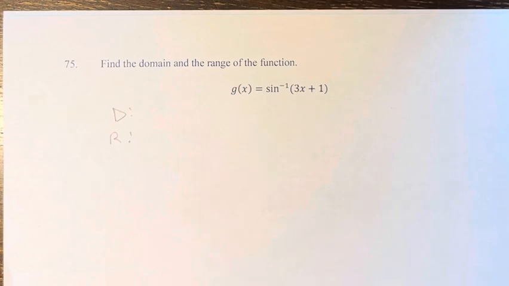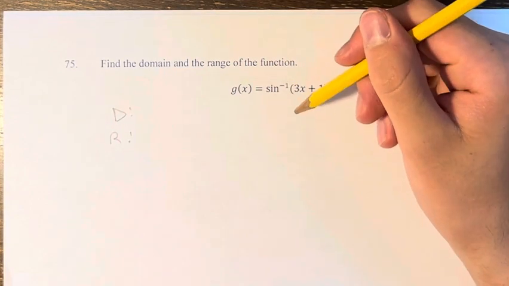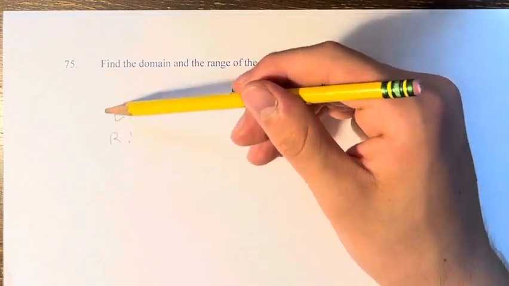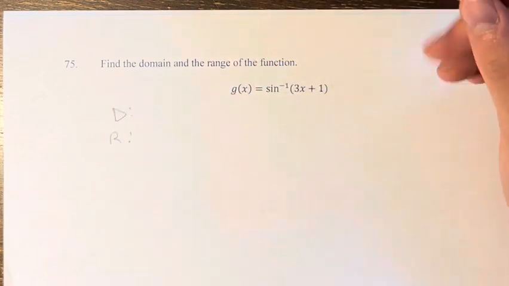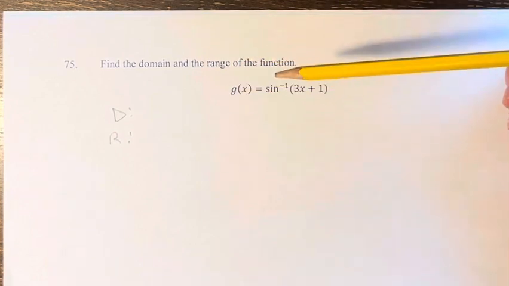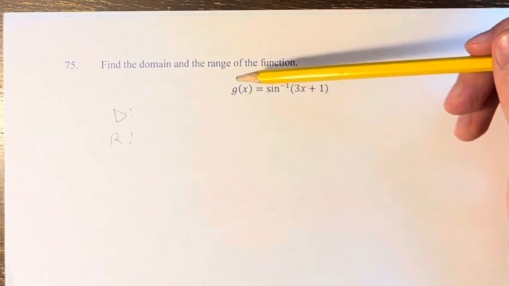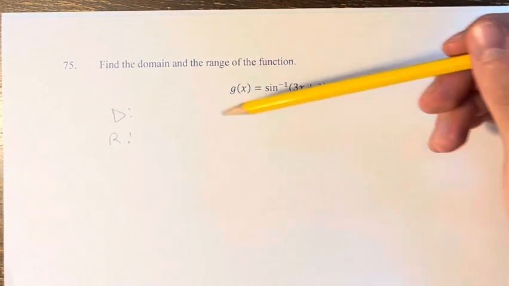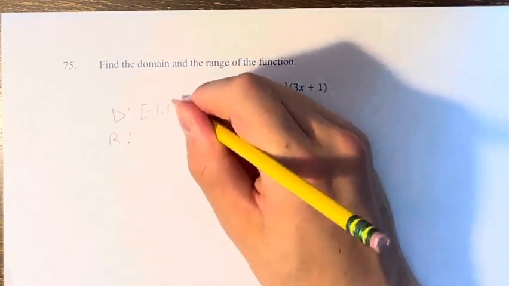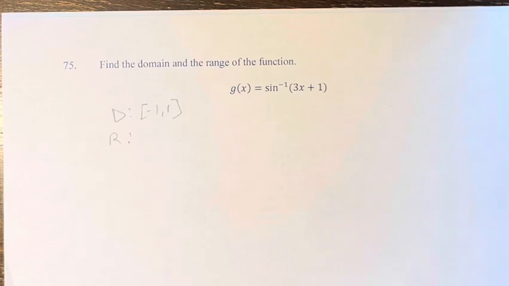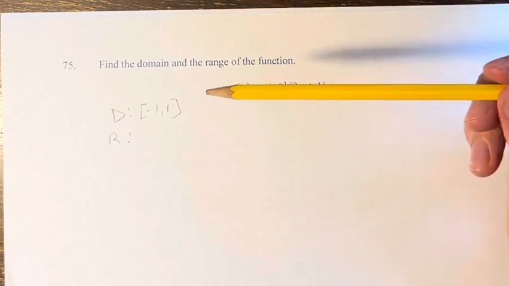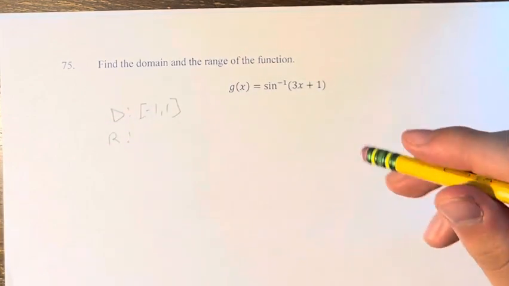And we know from the fact that it's the inverse of sine that the range and the domain are going to be based on the domain and range of the original sine function. So the range of the sine function is -1 to 1. Therefore, the domain of the inverse sine function is -1 to 1.